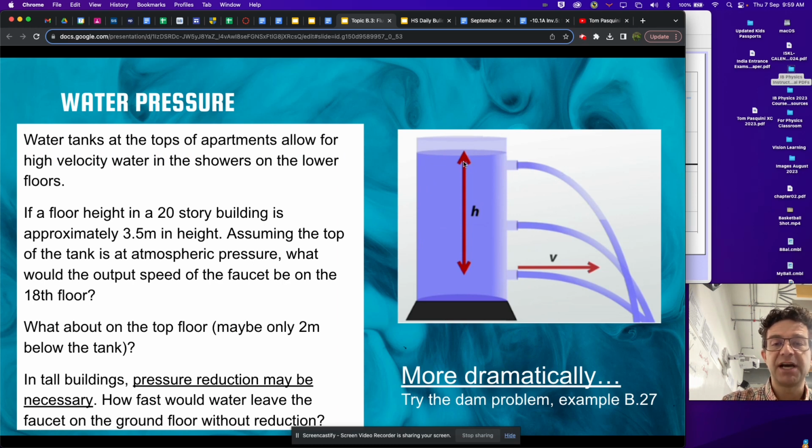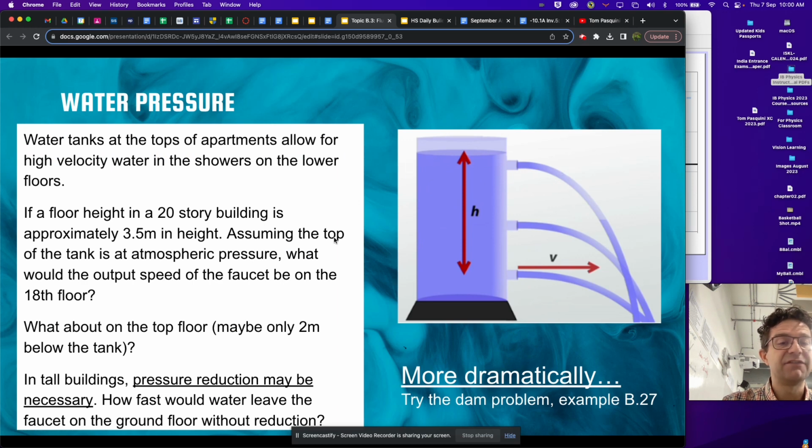We know what the change in height is. So at the top of the 20-story building, it's maybe at 70 meters. On the 18th floor, maybe it's 7 meters or so down from there. So you have it at 63 meters. So you can do something with the rho g h term. And then we can look at the kinetic energy term. At the top of this tank, because the area is so large compared to the faucet where the water is coming out, the continuity equation tells us that this velocity is approximately 0. So we'll throw away the kinetic energy term on the input.